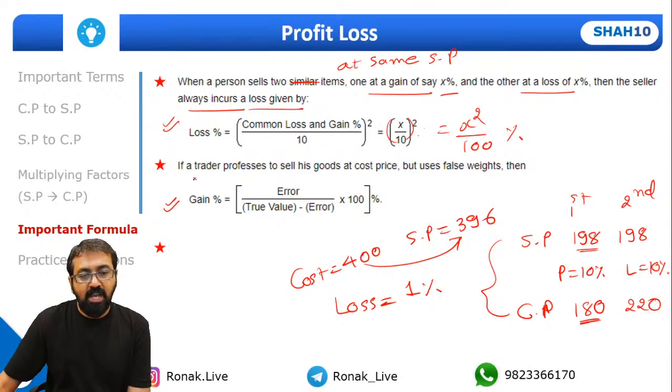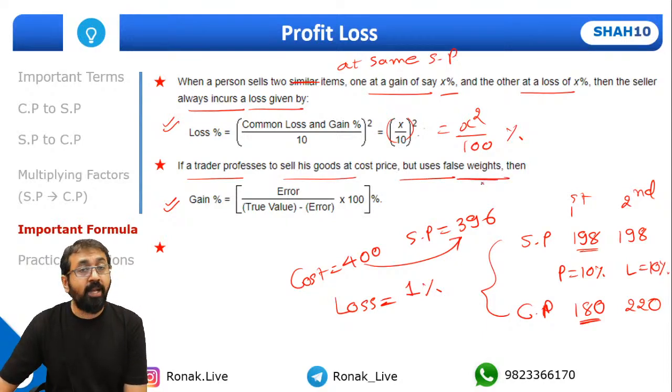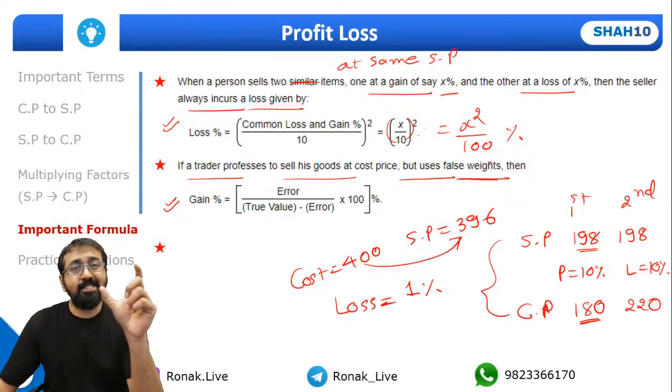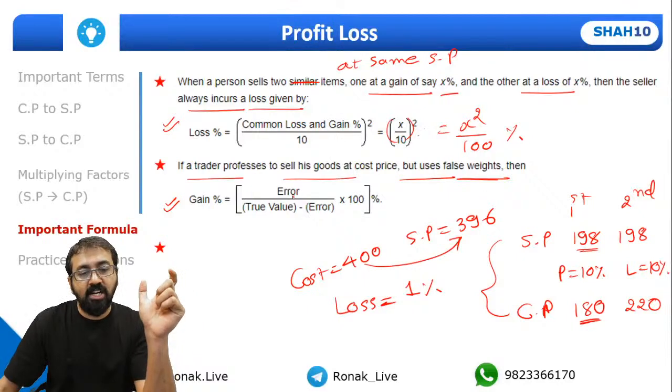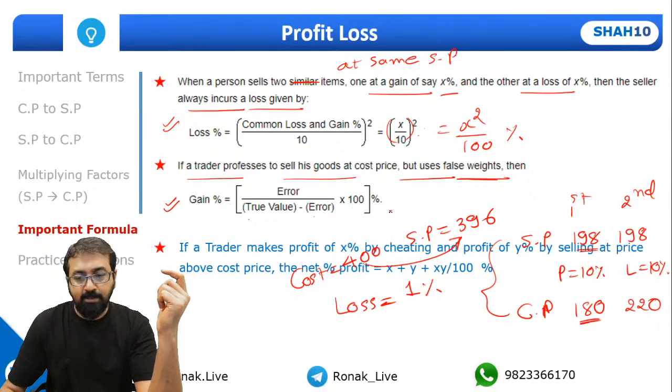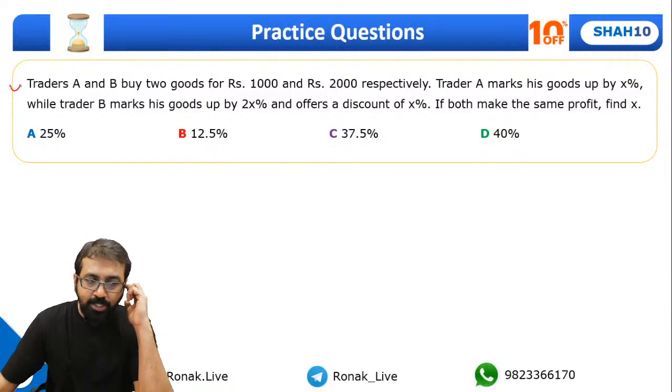Same way, if a trader possesses to sell his goods at the cost price but uses false weight, suppose वो 1 kg की जगह पे 800 ग्राम वाला वेट यूज कर रहा है, तो एरर जो है वो 200 ग्राम का हो गया. So 200 upon 1000 minus 200 into 100%, राइट. तो इस तरीके से कैलकुलेशन करेंगे. तो हम क्वेश्चन देखते हैं इसके, आपको समझ में आ जाएगा. ट्राई फॉर दिस क्वेश्चन एवरीवन.